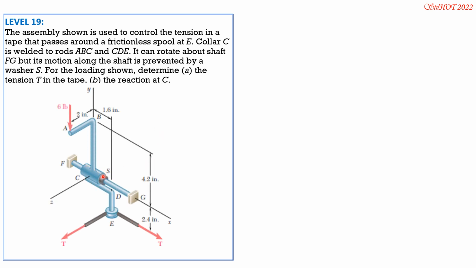So take note that this collar C is welded to rods ABC and CDE. It can rotate about FG, or about the x-axis. So Mx is 0. But there is resistance about the y-axis and z-axis, My and Mz. And there are 3 reaction components because there is resistance along FG, along the x-axis, because of this washer S. So movement along y is constrained, and along z. So there are 3 reaction components at C and 2 moment resistances at C, about y and about z.